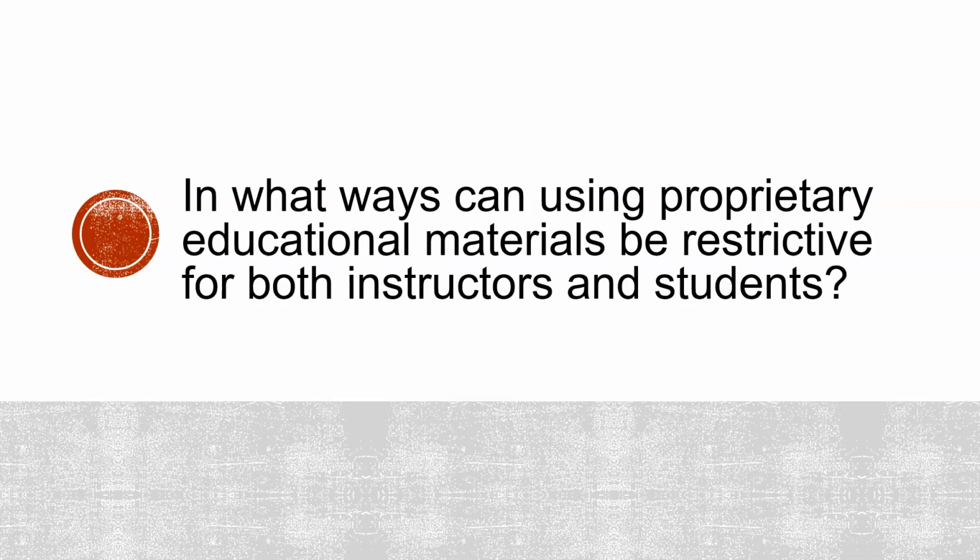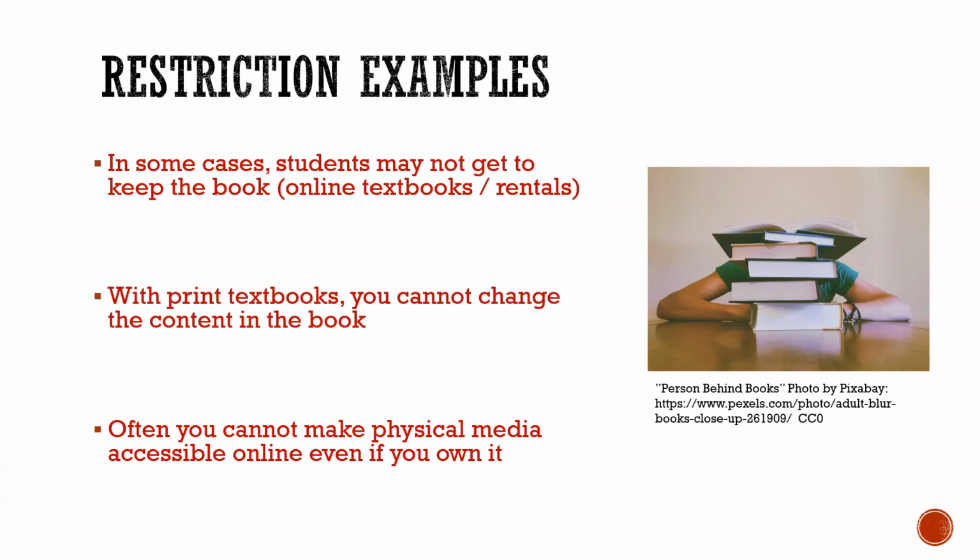So there are a variety of ways in which proprietary educational materials can be restricted for students. Let's take a look at some examples. In some cases, students may not get to keep the book that they end up purchasing for a class. This can be because of online textbooks in which they lose access after the course is completed or after they complete their studies at the college.